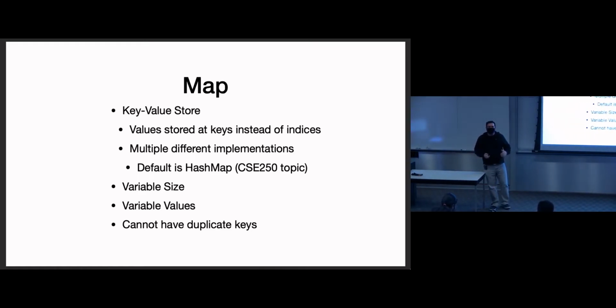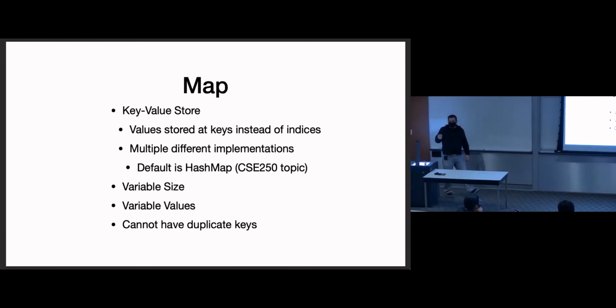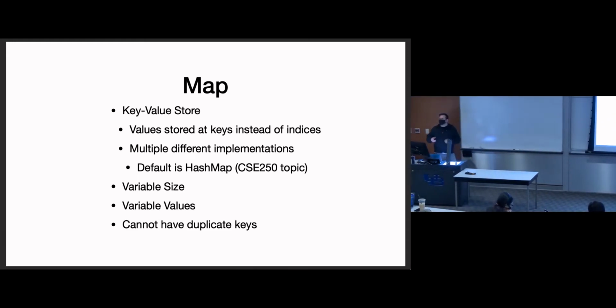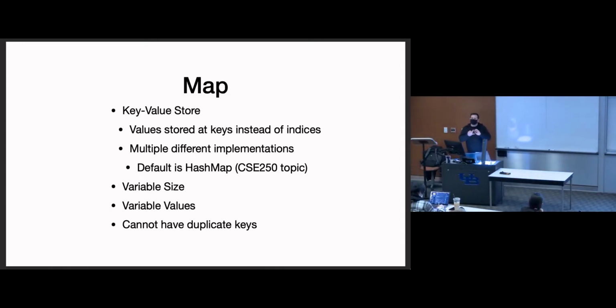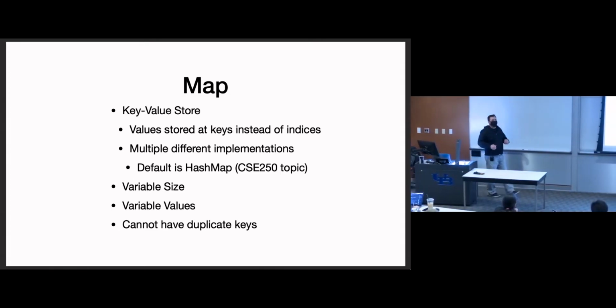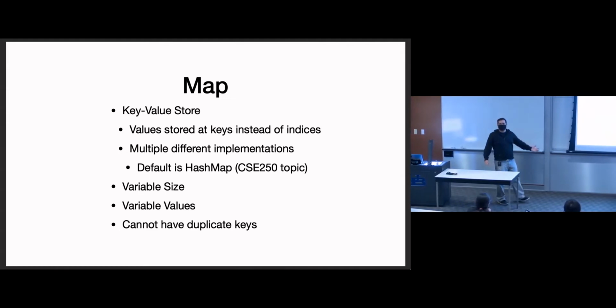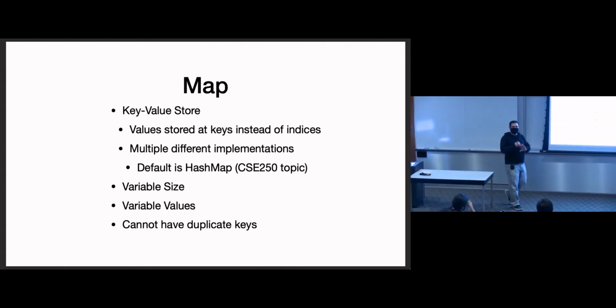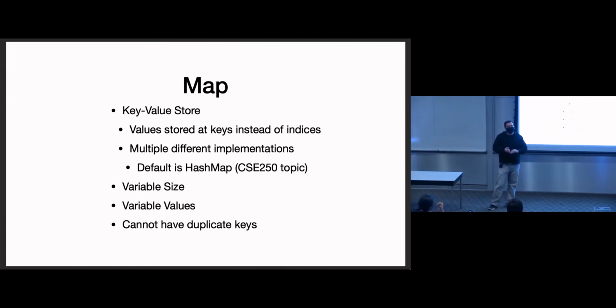These maps will have two type parameters, and these type parameters can be different from each other. One type parameter for the keys and one type parameter for the values. So you can have a map of strings to ints, where the keys are strings and the values are ints. You have a map of int to double, where the keys are ints and the values are doubles.